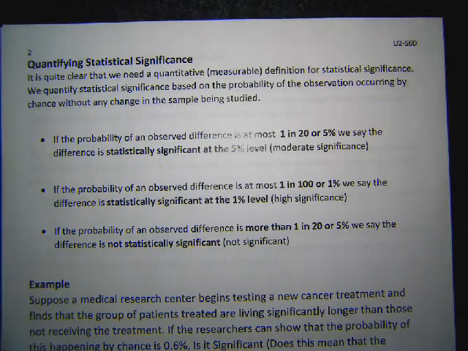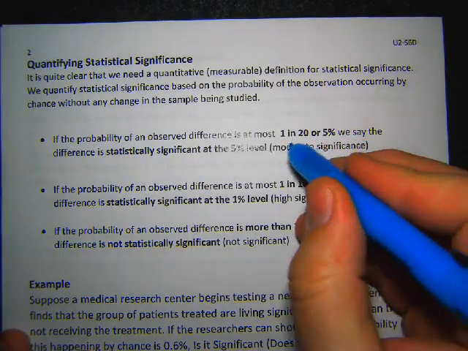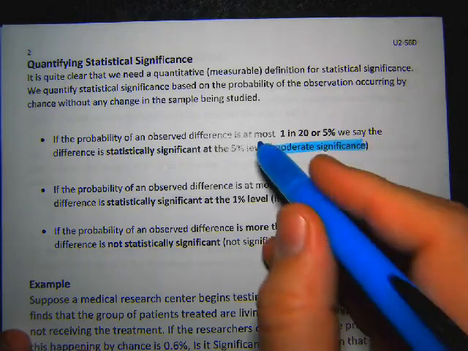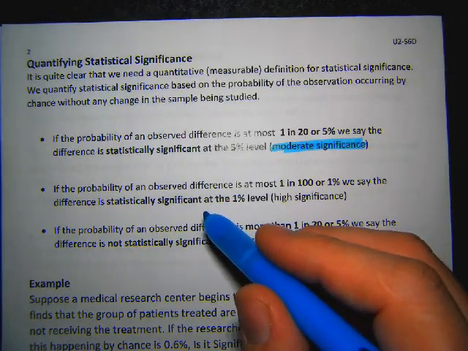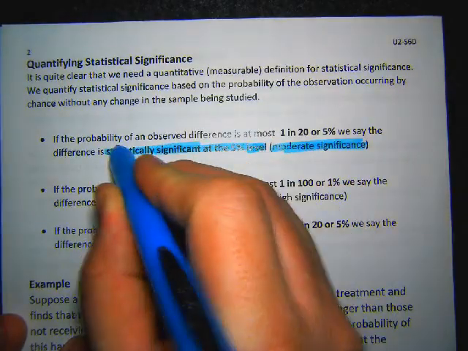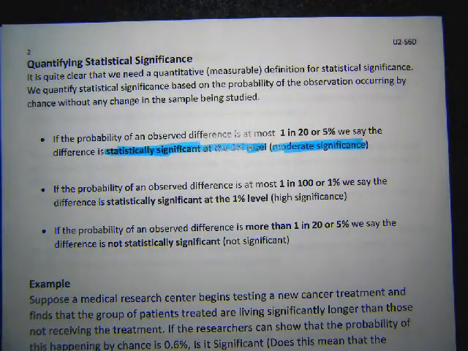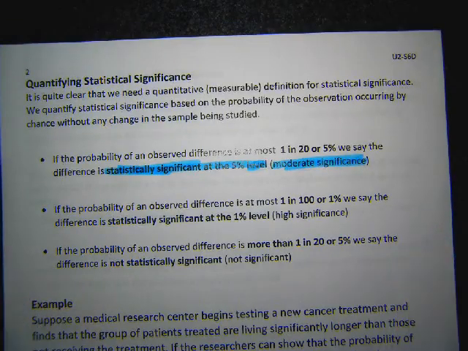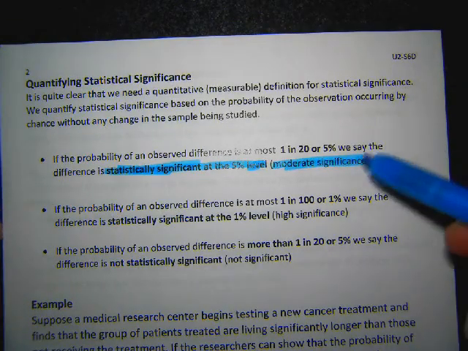So for stuff below 5%, we're going to say, hey, that's significant, but it's only moderately significant, because 5% is like a 1 in 20 chance. It could still happen sometimes by accident. 19 out of 20 times it's not going to happen. So it's still pretty significant, but that's moderate significance.